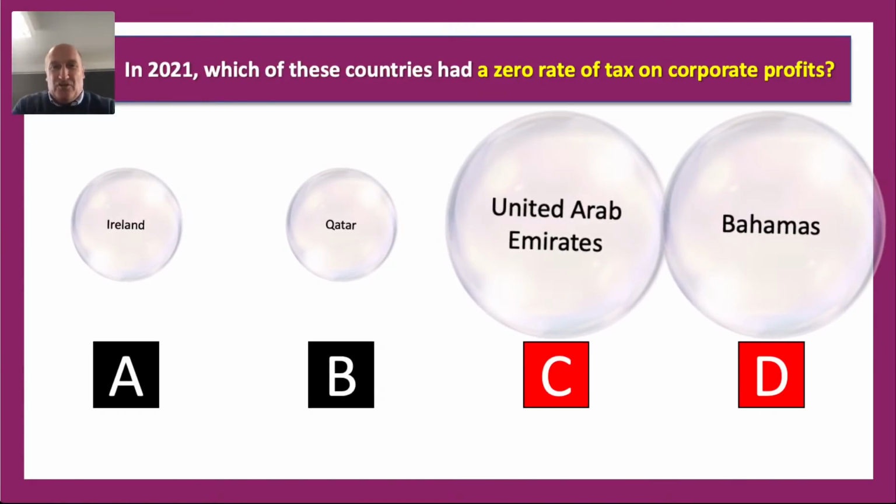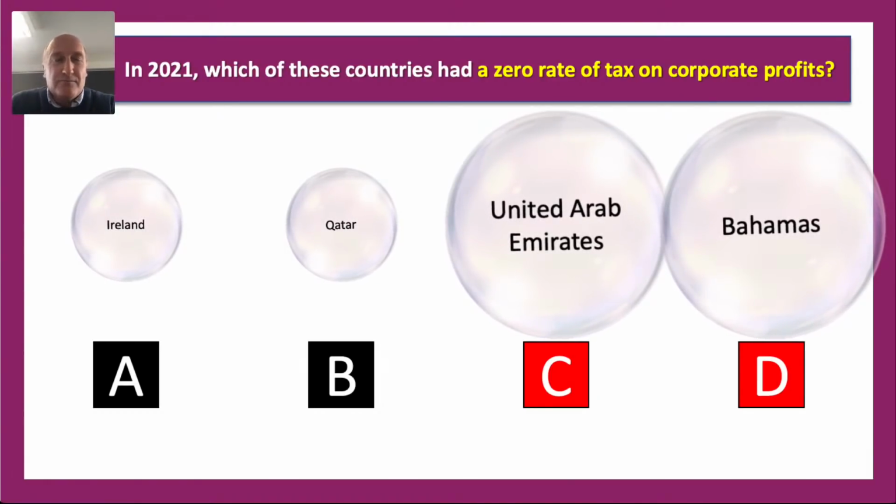Now, those are 2 great examples to put into your answer if you get a question on globalization and tax competition between nations. The UAE and the Bahamas both have a zero corporation tax. In Qatar, it's 9%, pretty low. The Ireland figure is 12.5%, or it is at the moment.